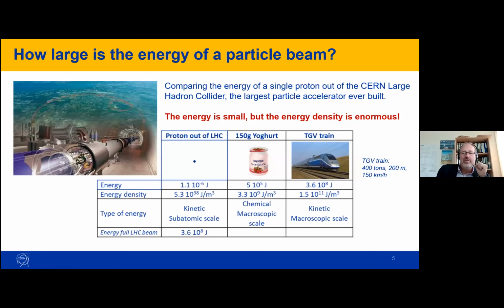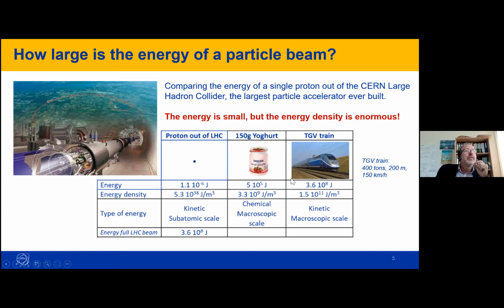But what is the difference? The difference is the density of energy, because a proton is very, very small. If you take the classical radius of the proton, the density of energy is 10³⁸ joules per cubic meter, which is enormous compared to the yogurt, only 10⁹. And it's also enormous as compared to the train, which is better than a yogurt in this case. The train is 10¹¹ joules per cubic meter.